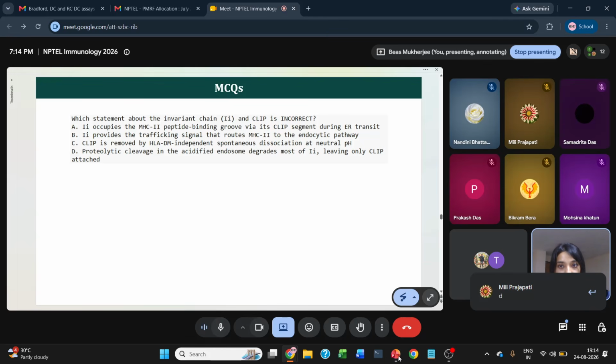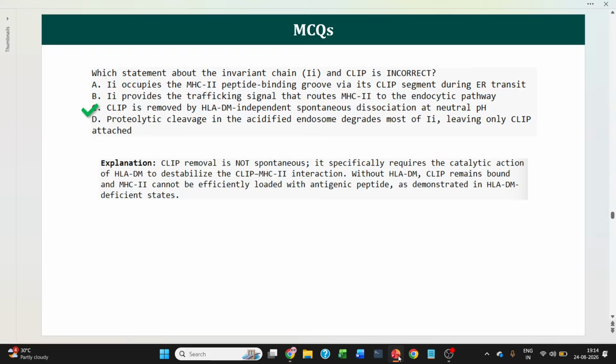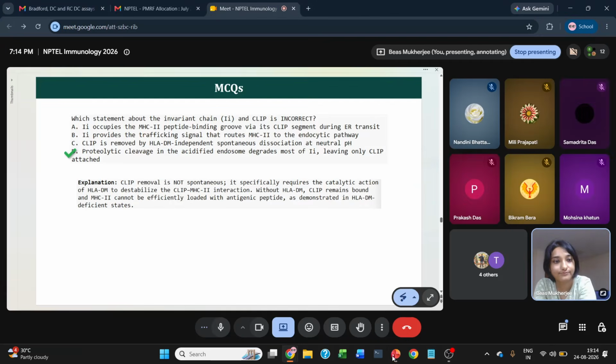D. Okay. Let's see which is the right answer. Oh, I am sorry. This wouldn't be the right answer. So it is not neutral pH. It is definitely acidic pH. Okay. So sorry, one second. So your right answer would actually be D here. Okay. So D would be the right answer.